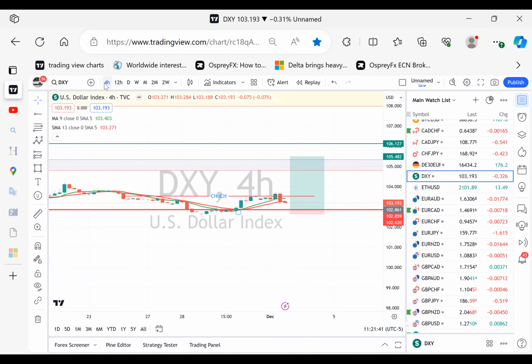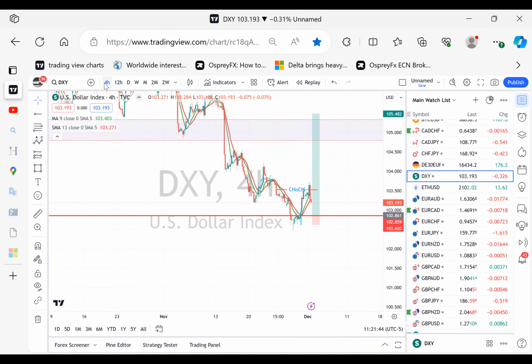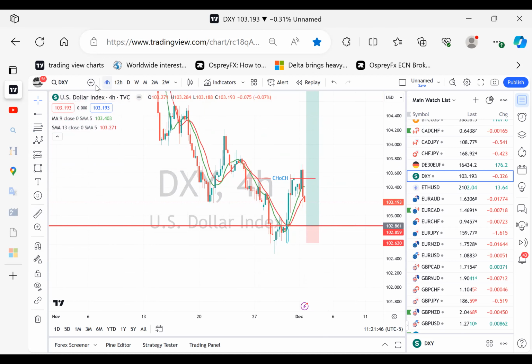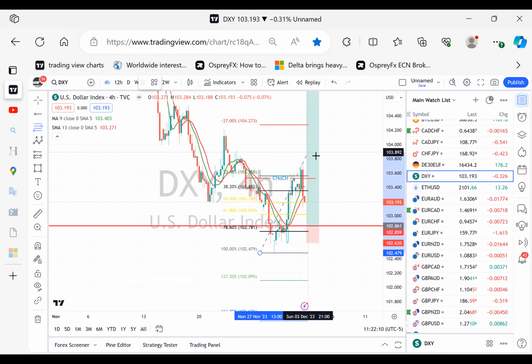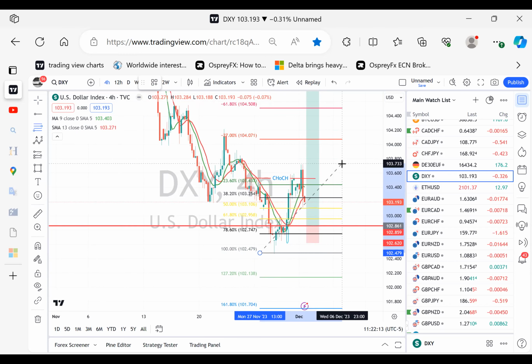If I go to this 4-hour chart, the market's coming down. It pushes down to the low point. Then it pushes up. We break this high. We break these highs. That's chalk. Throw the fib on it, right? I can throw the fib from here to here. I should get picked up at either the 61 or the 78.